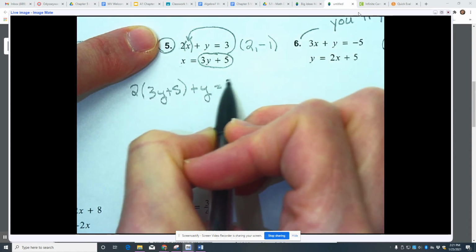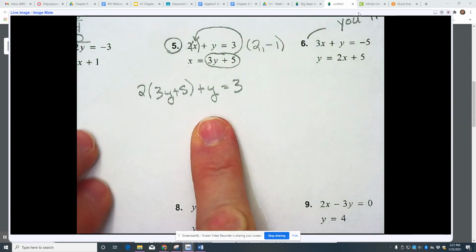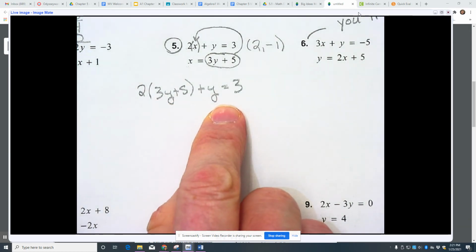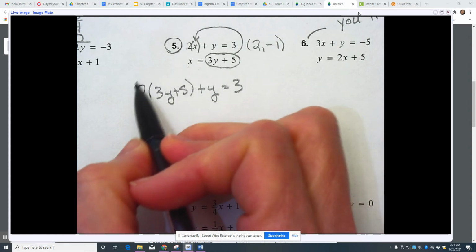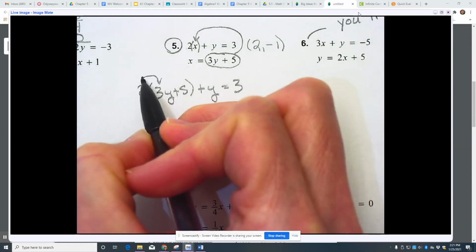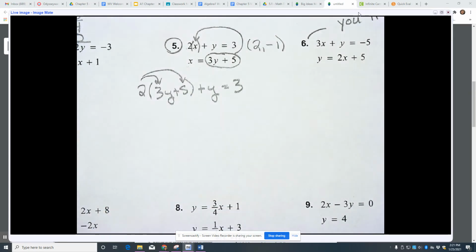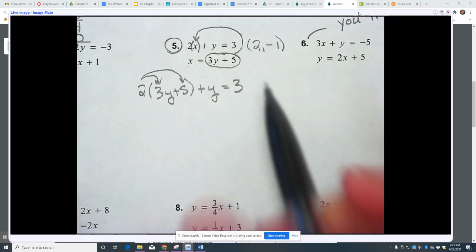Plus y equals 3. After you do your substitution, you should have an equation with only one variable. You can see this is all y's. So now I'm going to be able to solve this and get y equals a number. I see some parentheses and I see distributive property happening here. So that's what you want to do first. Order of operations has parentheses first.